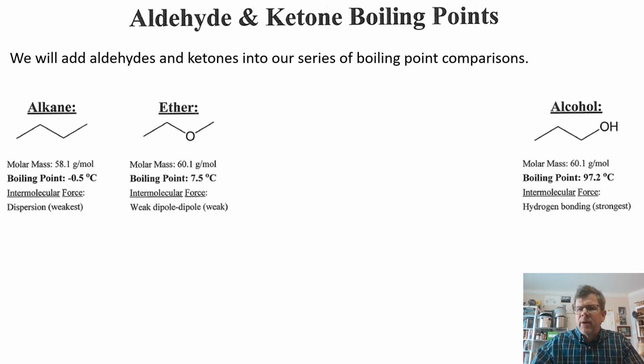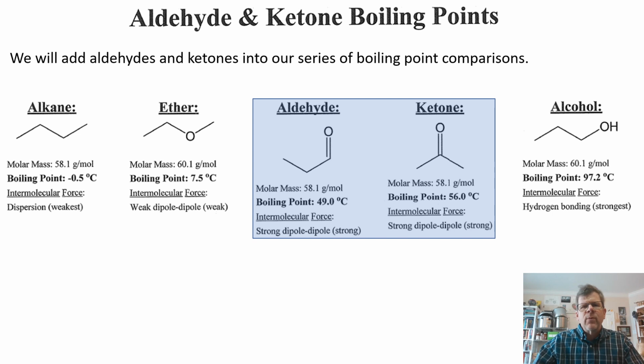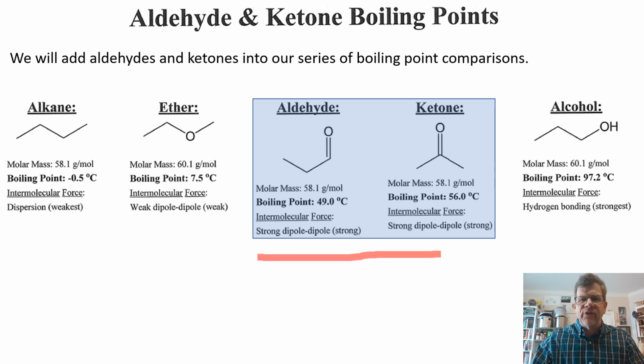Well, let's bring in similarly massed aldehydes and ketones. And we find that because aldehydes and ketones both have strong dipole-dipole forces, they have a boiling point typically greater than ethers and less than the corresponding alcohols. Here we have both of these boiling points around 50 degrees Celsius, which is less than the about 100 degrees Celsius which we see with the alcohol. Makes sense because the alcohol has the hydrogen bonding, the strongest intermolecular force, but much greater than that of the ether at about 8 degrees Celsius with their weak dipole-dipole force.